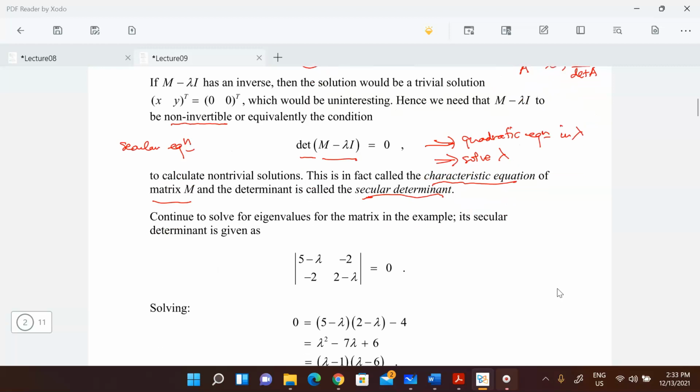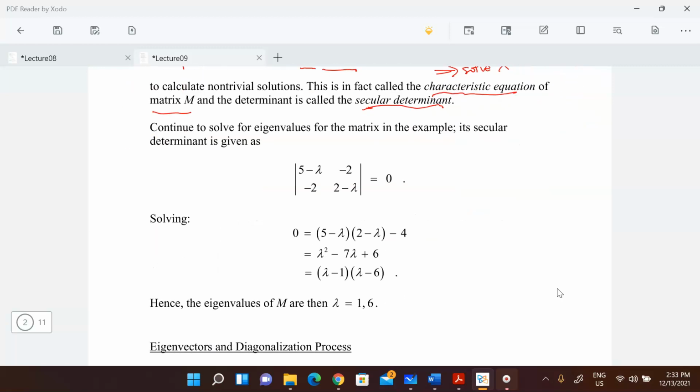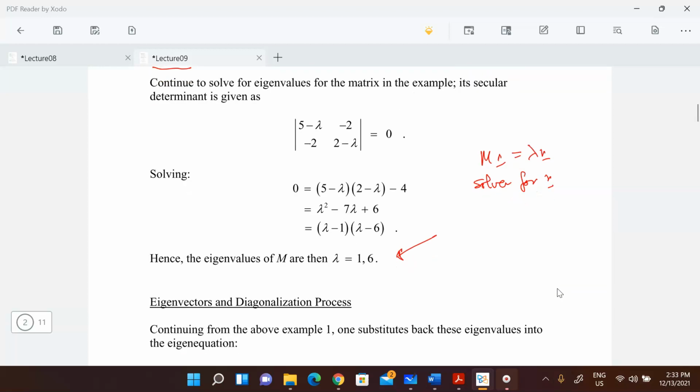So one can go on to find the eigenvalues in the normal way, and then you'll find that your lambdas are going to be 1 or 6 over here, and then once you have done that, you're going to substitute back into the equation, and then solve for r. So I'm not going to do that. Probably it's down here anyway.